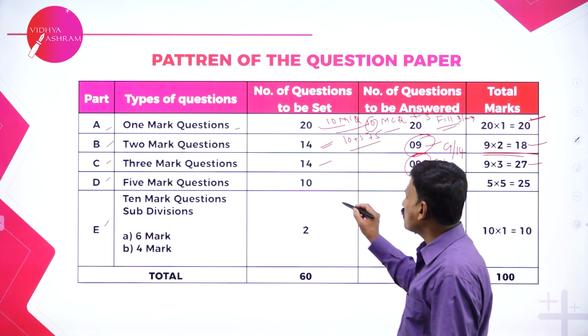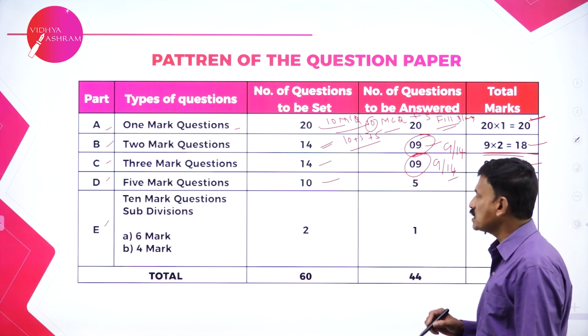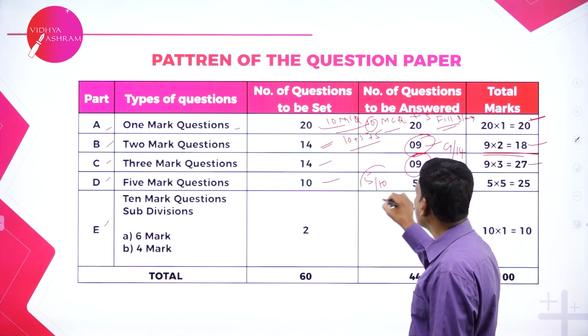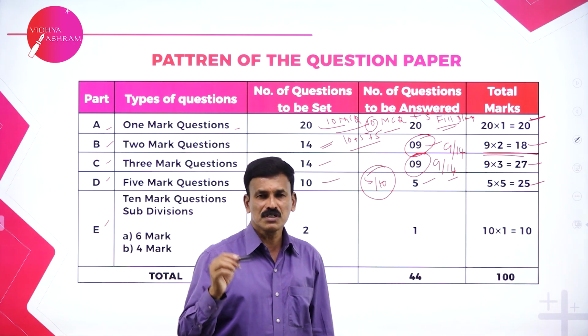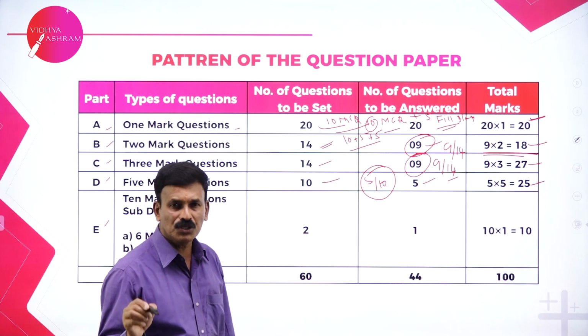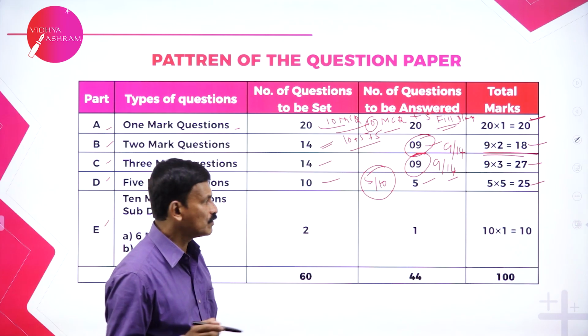And the next part is very important, part D. In part D you will have 10 questions. In that you are going to answer 5, with choice. 5 out of 10, each question carries 5 marks. 5 fives are 25. So in part D, all are 5 mark questions, there will be 10 questions, you are going to answer 5 questions. Each question carries 5 marks, 5 into 5, 25 marks.